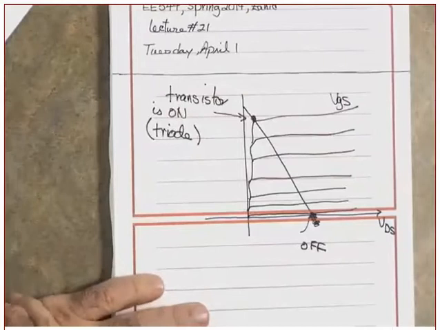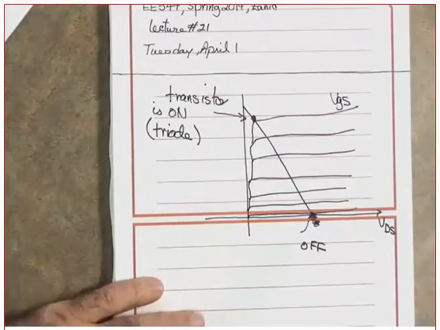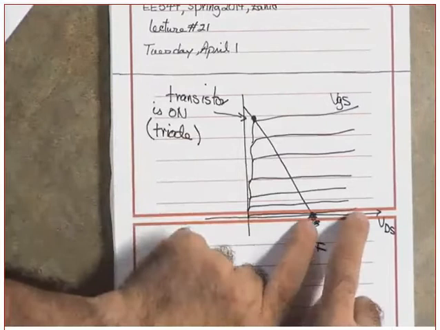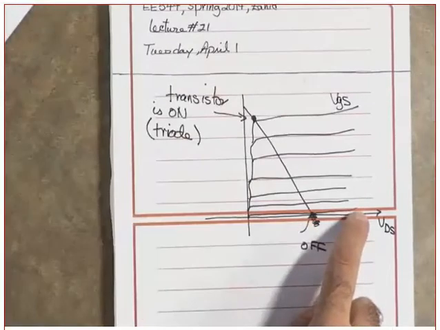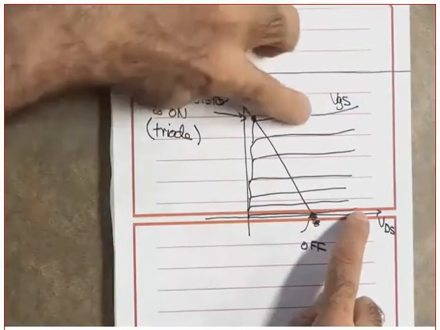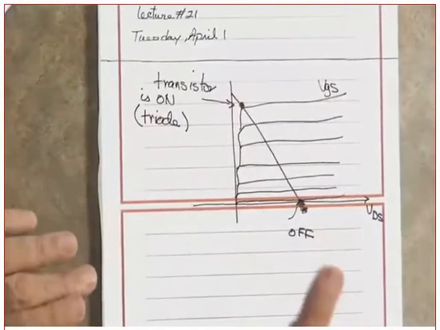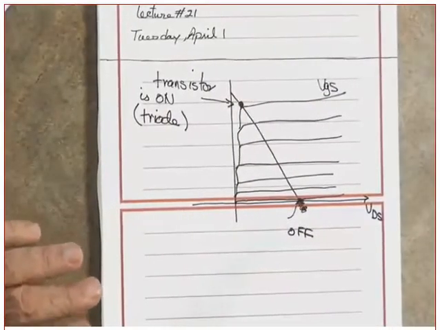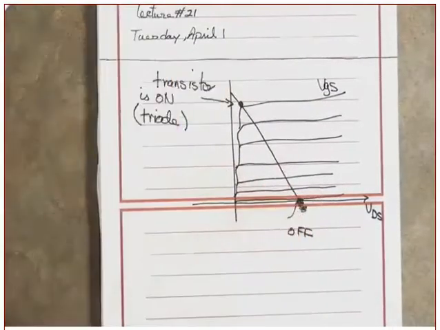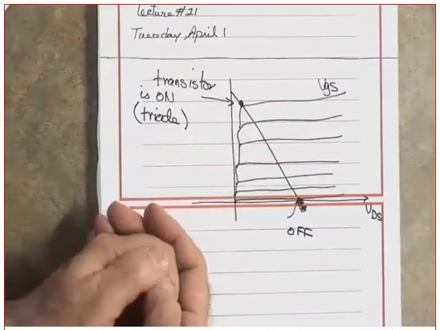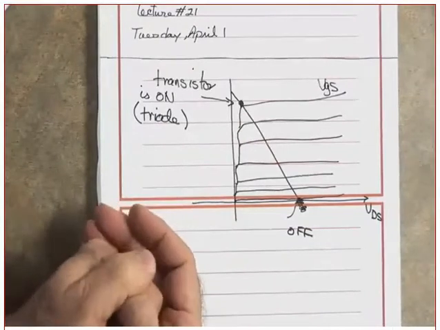Did you get the point or not? Let's assume this is the threshold. What is the typical threshold? 0.5 volt. And let's assume this one is, let's say, 3 volt. If your input can only go to 2 volt, will it be able to act as a switch? It will not be able to act as a switch. Why? Because you will end up at this point here. Did you get my point or not? Okay, good.